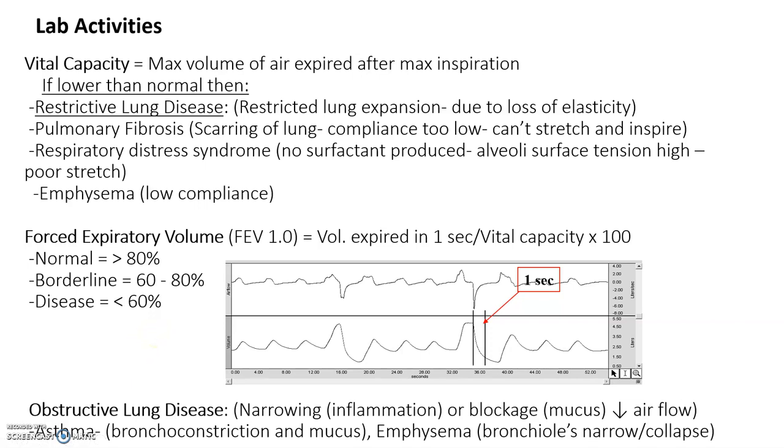That would indicate that the air is being blocked on its way through, or the tube it's getting through is being narrowed. Maybe it's inflamed, or maybe there's a lot of mucus, or maybe you've got a peanut stuck in your throat. That's going to decrease the rate at which air can move through. Asthma and emphysema, again, are examples of obstructive lung disease.